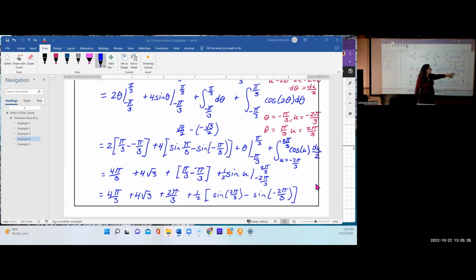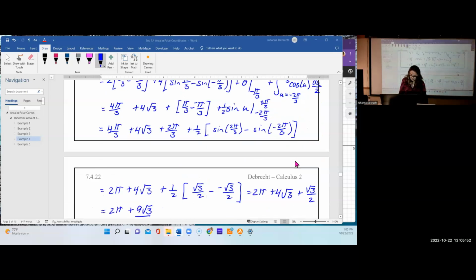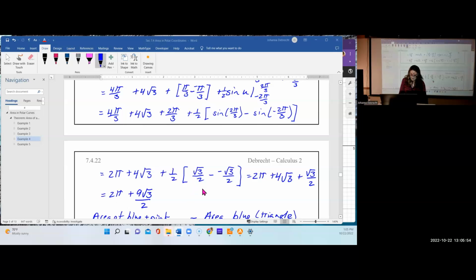And then I have to integrate cosine of u. And I change the limits of integration to u values. The integral of cosine is sine. I still get a 1/2 because d theta was du over 2. So I have a 1/2 sine of u from negative 2 pi over 3 to 2 pi over 3. Now 2 pi over 3 is around in quadrant 2, but it does have a value of positive square root of 3 over 2. So you get this value right here.